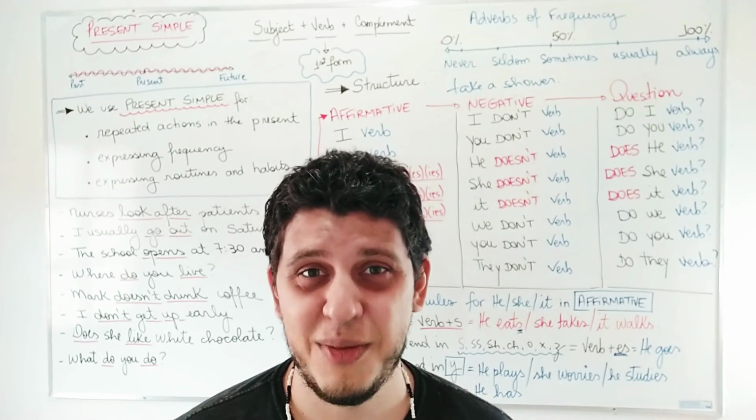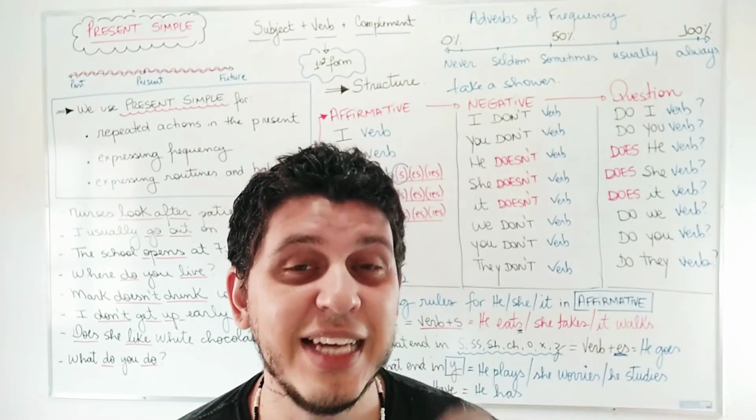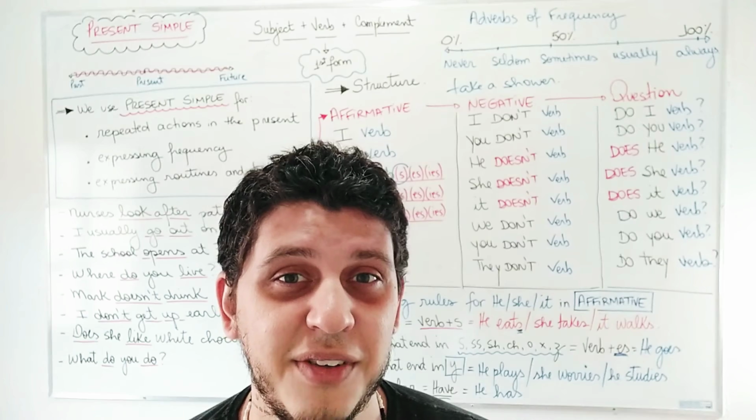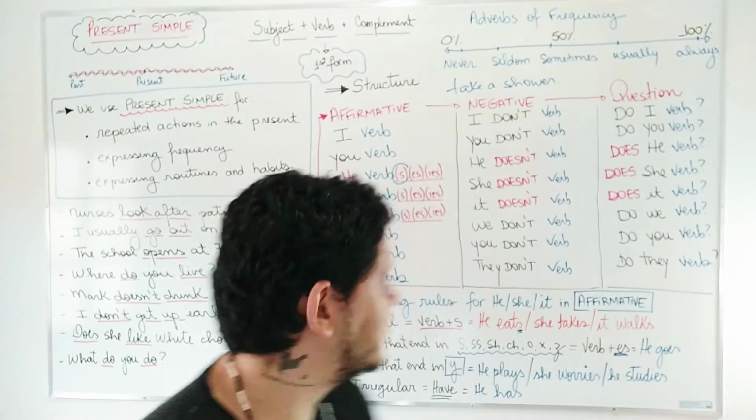You can't forget this anymore. If you're using present simple for he, she, it, be attentive. This is a very, very bad mistake. Don't do it. Don't commit this mistake. Okay?